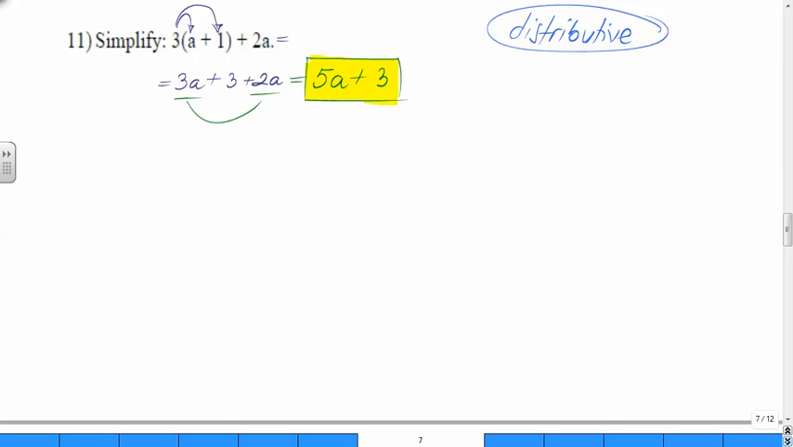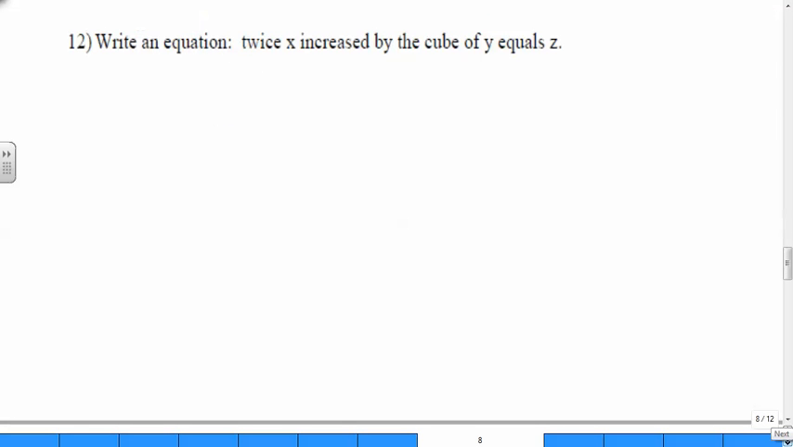You should be fine. And one more. Write an equation: twice x increased by the cube of y equals z. This sounds like a code thing, right? Maybe it's the key for happiness. Who knows? Twice x. How can we write that?